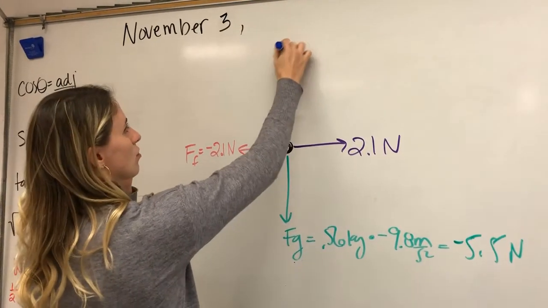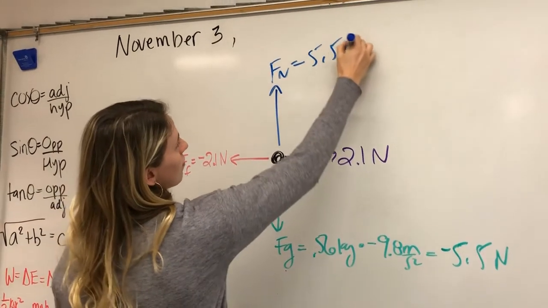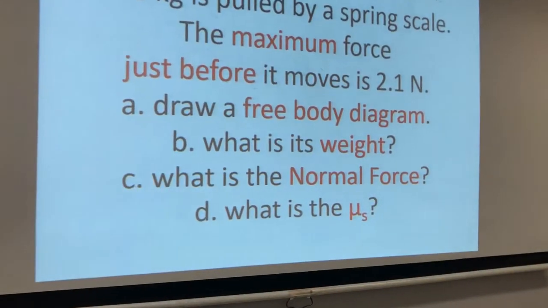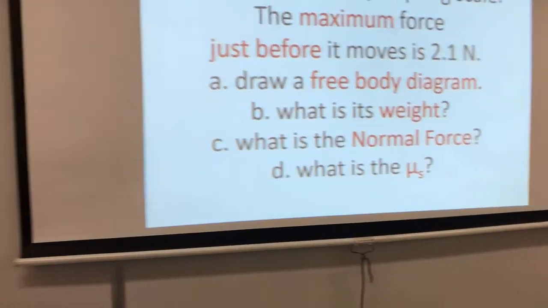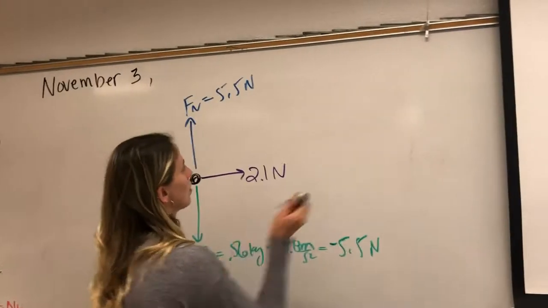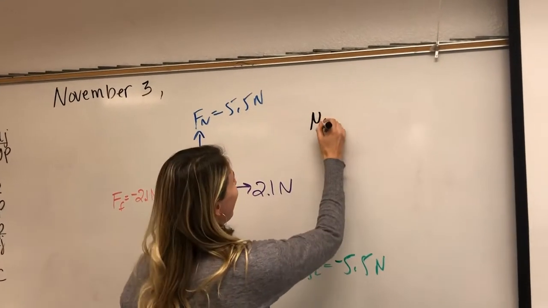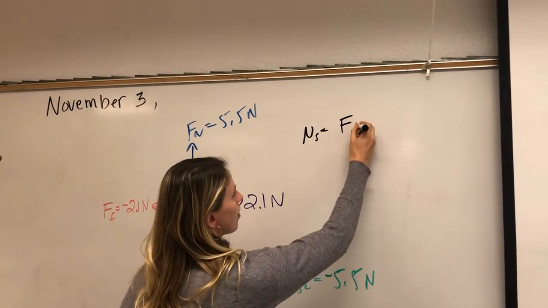Okay, so this is the normal force, right? The force up. And it's just going to be positive 5.5 newtons. Draw a diagram. What is the weight? What is the normal force? What's the coefficient of static friction? Okay, what was that equation? Mu equals the force of friction over the normal force.